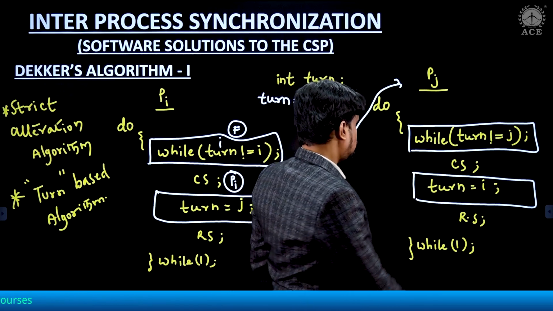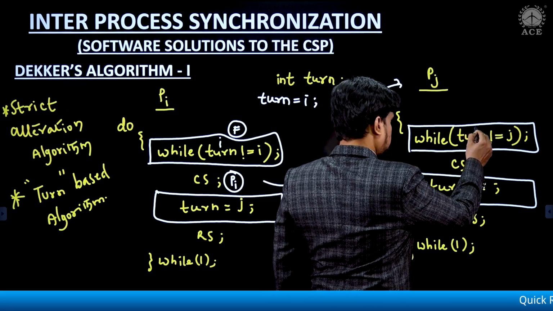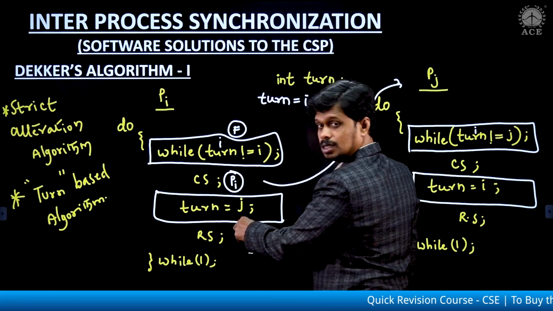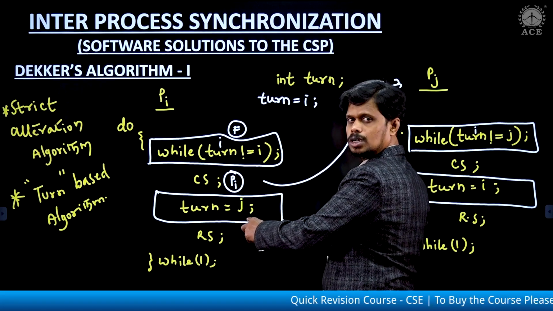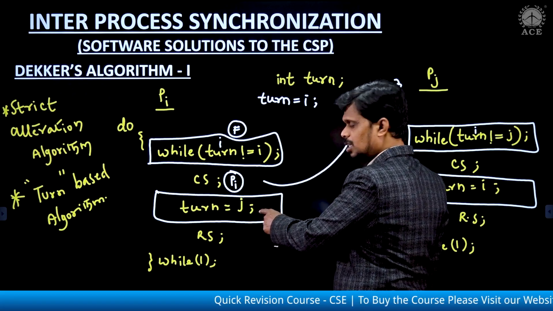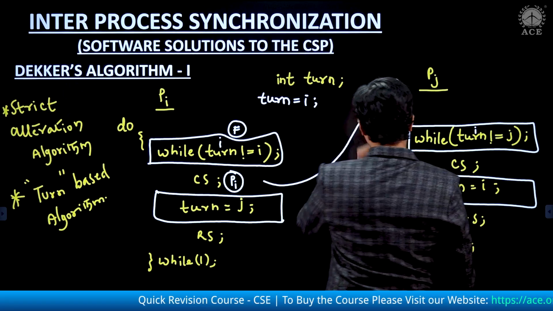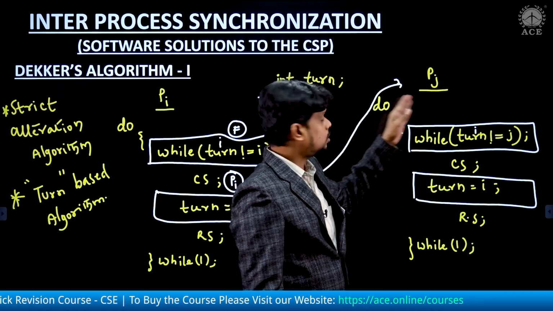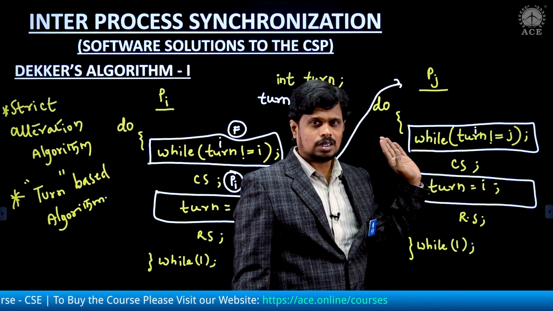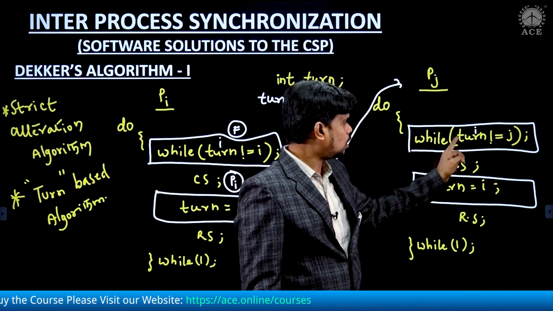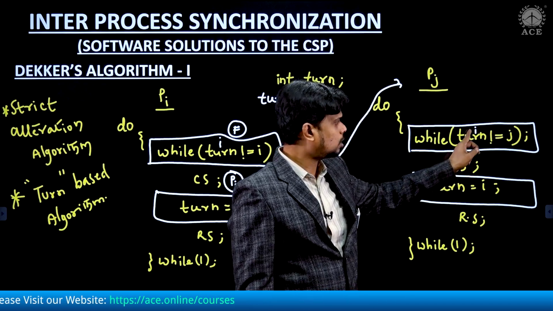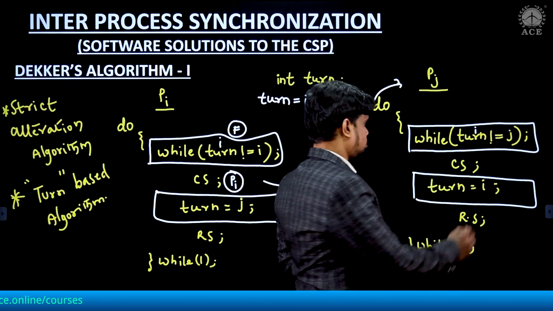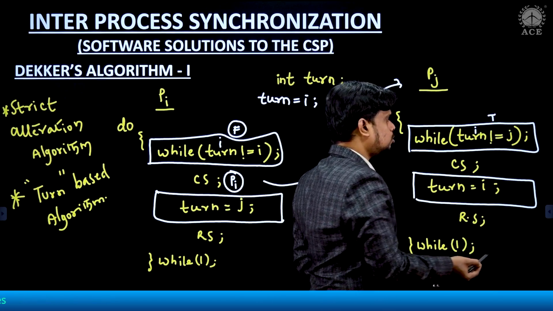But what is the turn variable? It is i, right? The turn is i now. It is not yet changed, because this instruction is not yet executed. Before this instruction was executed, we took the preemption towards the Pj. So for Pj, the turn is i only. It is not j, right? While turn not equal to j, what is the turn? i not equal to j. Is the condition true? Yes, the condition is true.